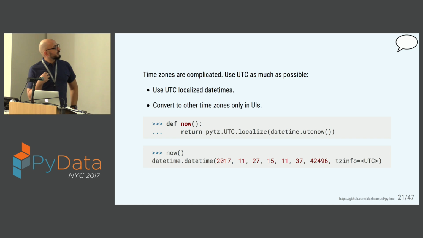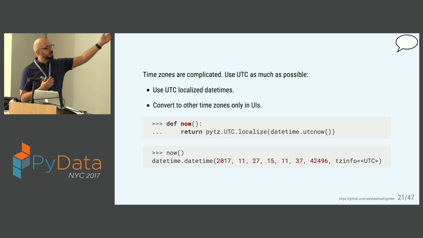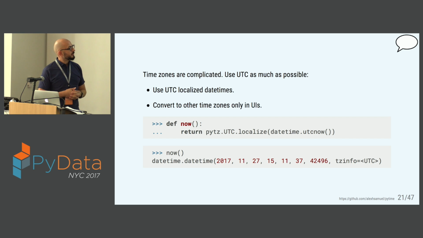My recommendation is in your code to use explicitly localized UTC datetimes as much as possible if you use datetime and pytz. So my personal version of now looks like this. I call datetime.utcnow, and I immediately localize it with pytz.utc. So you look at the return value from that. It says tzinfo equals UTC at the end. I know this is a UTC datetime. Any other code that tries to manipulate it is forced to recognize this as a UTC datetime.